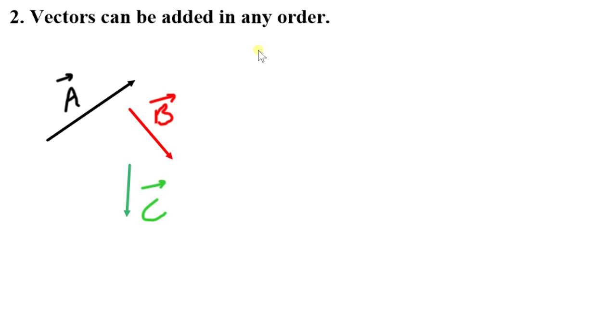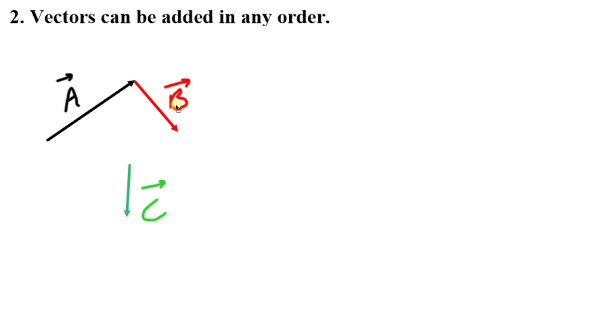The second property says vectors can be added in any order. Here are 3 vectors A, B, C. I want to add these vectors. The way I add them, or the order I take, is not important. I will take first A plus B plus C, and to add them graphically I use the tip to tail method. This means that when I move the second vector B, I have to place its tail on the tip of the first vector A, this way.